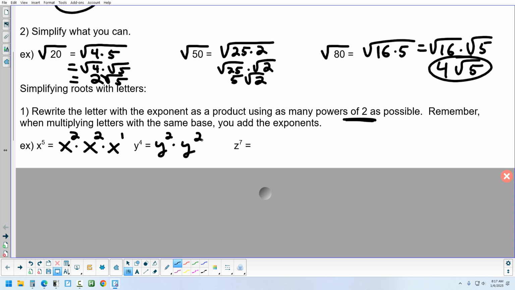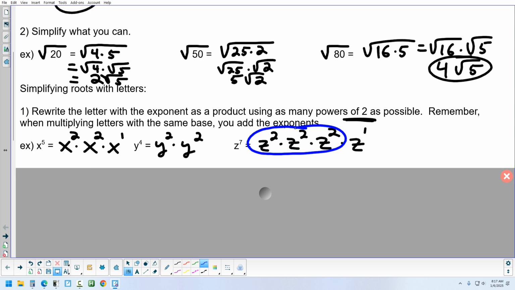Let's look at z to the 7th. Anyone think they can tell me how to break up z to the 7th using as many powers of 2 as you can? Yep, z to the 2nd, z to the 2nd, z to the 2nd, and then you're left over with a z to the 1st. The reason we're going to break it up like that is because something nice is going to happen to all of those. The z is just going to be left over, but anything that has a power of 2 is going to cancel out in a second.